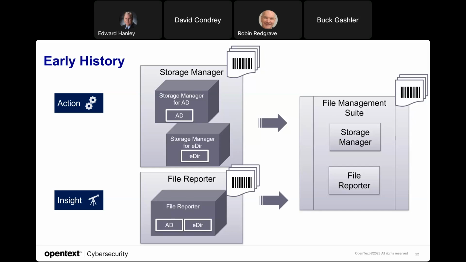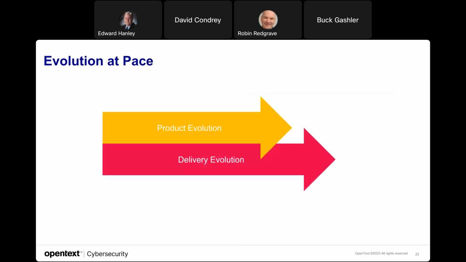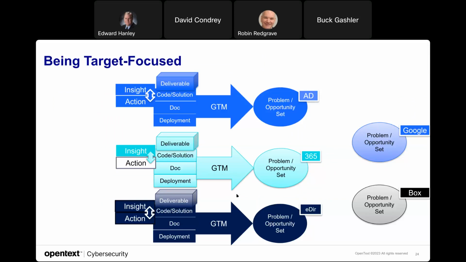But what has happened over time is that we have had to address evolution at pace. That means the product evolution granularity needs to be there, and the delivery evolution granularity needs to be there. I would have been fine living in the world of NSS and eDirectory. That's where I grew up in identity management. But the problem and opportunity set for this platform is different than for this platform and this one and these.